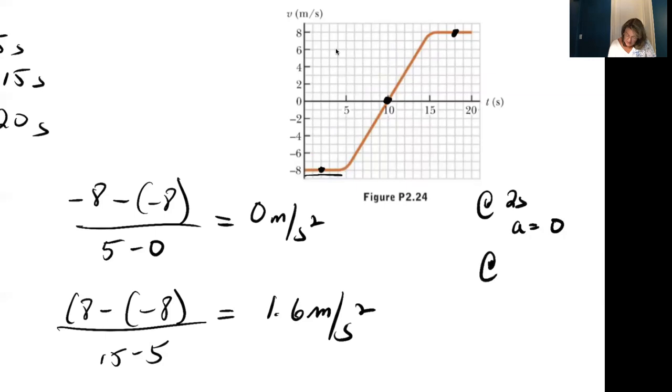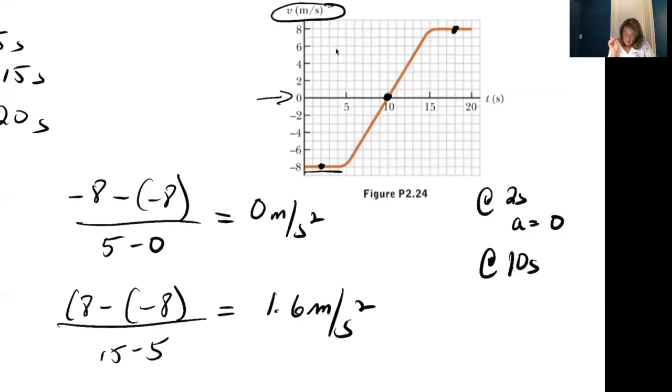So at 10 seconds, don't tell me the acceleration is 0. What does this graph tell me? This is velocity. A lot of people are going to start getting confused between the velocity curves and the acceleration curves. That's common. Let's stay focused on what I've got to find: the slope of the tangent line at 10 seconds.